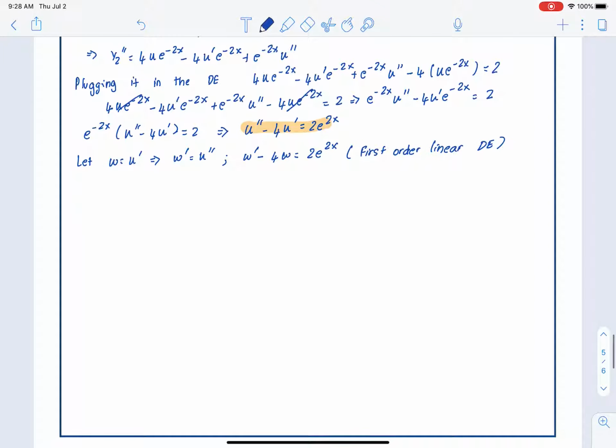So how do we find the integrating factor? The integrating factor involves p, and p in this case is negative 4. The integrating factor is e raised integral p dx, which would give us e raised integral negative 4 dx. And if we integrate it, we will have e raised negative 4x, and that would be the integrating factor.